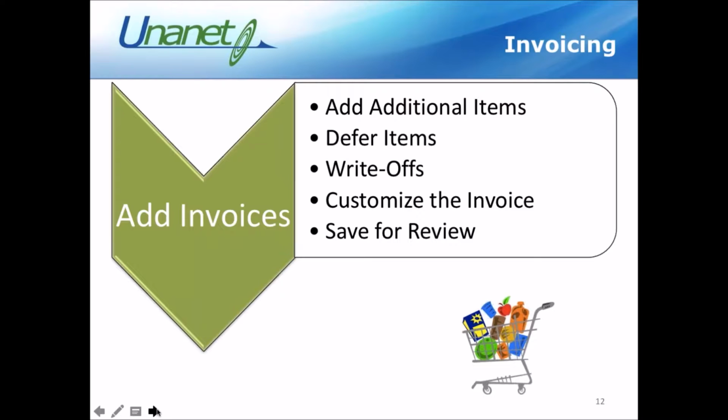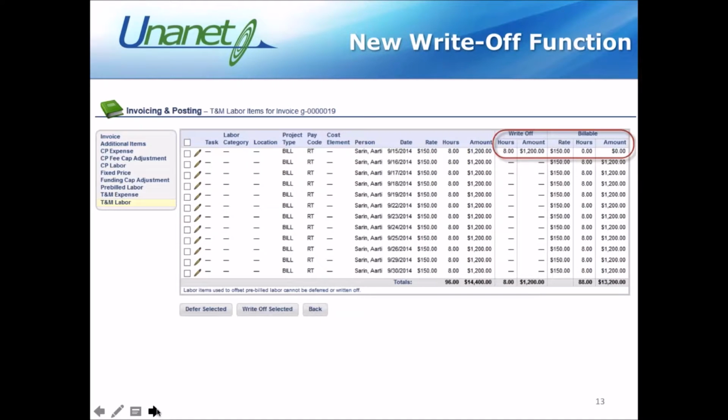So when I add an invoice, the invoice will have any additional items that I can add to it. I can defer items to the next invoicing cycle. I can completely write off a particular item for some reason, if I don't ever want to bill that item, maybe it's an unbillable amount. I can customize the invoice, adding any descriptions specifically to this particular invoice this month. And I save it, and I can have my billing project managers or my billing managers review that, billing viewers review that, and then it can be sent out to be completed.